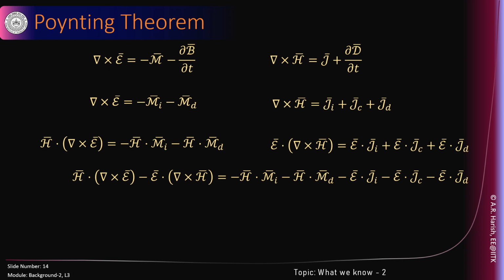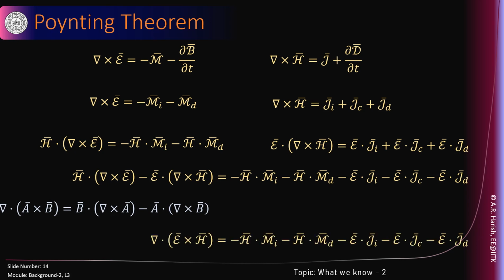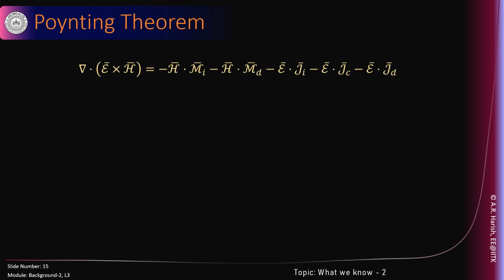You will enjoy this. Now we have a vector identity: del dot A cross B is B dot del cross A minus A dot del cross B, and if you compare the previous equation and this equation, you can straight away say that the left hand side turns out to be del dot E cross H. Oh, looks somewhat familiar. Yes, you will get more familiarity with this if you make a few minor modifications to it. I'll show that in a moment.